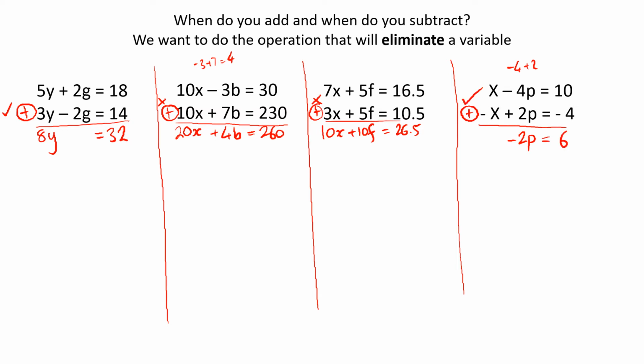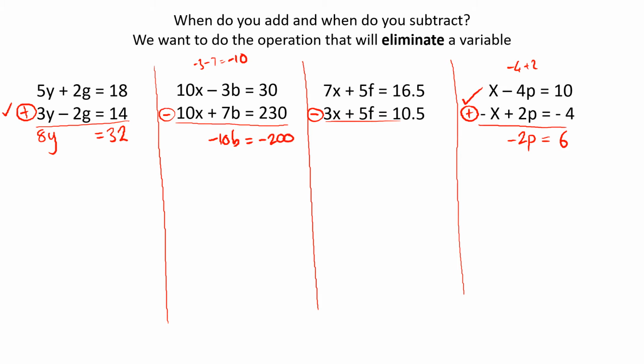And then 10 plus minus 4 is 6. So in two cases there, adding worked out great. In two cases it didn't. Let's just try some subtractions on the ones that it didn't work out. They should hopefully work, but we need to make sure they do. So we're going to minus this time. 10x, take away 10x, yeah, that gives us 0. And then we want to do minus 3 minus 7 is going to give us minus 10b here. And 30 minus 230 is going to give us minus 200.